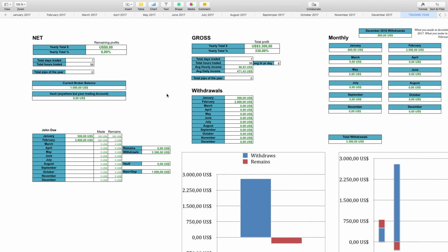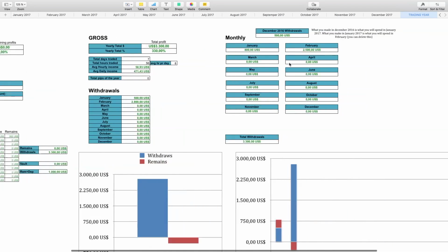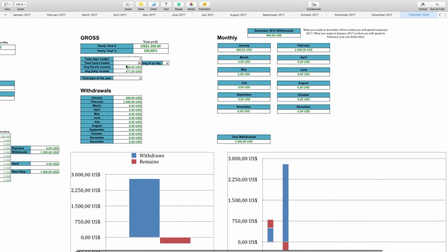I mean, I'm a kind of guy who takes out money at the end of the month. So whatever I made in January, I will be spending that in February, right? And whatever I made in February, I will use that in March. It's how it's working. So yeah, I believe that's pretty much it. I believe I covered every single thing about this sheet.